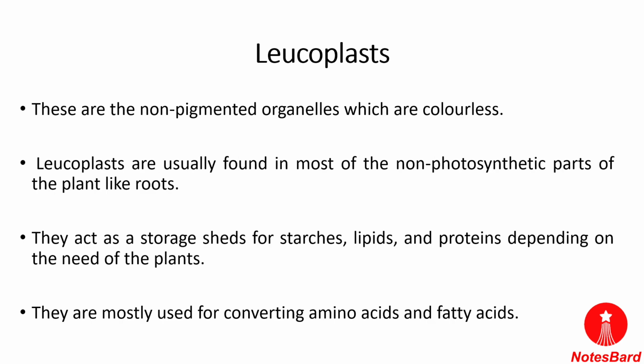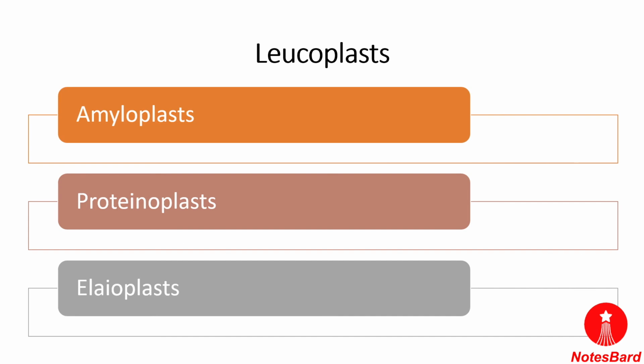Next is leucoplast. Leucoplasts are non-pigmented organelles which are colorless. They are found in most of the non-photosynthetic parts of the plants, for example in the roots, and they act as a storage shed for starch, lipids, and proteins depending on the need of the plant. They are mostly used for converting amino acids and fatty acids. Now the leucoplast is also of three types: amyloplast, proteinoplast, and elaioplast. So what are these?